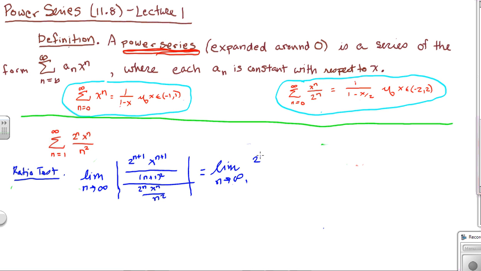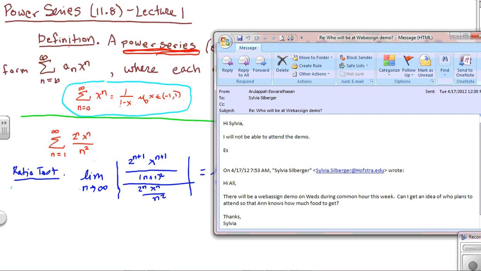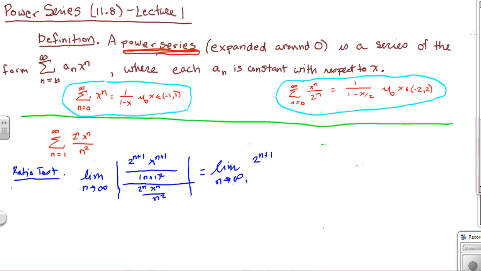2 to the n plus 1, n squared, times absolute value of x to the n plus 1, over 2 to the n, n plus 1 squared, absolute value of x to the n.